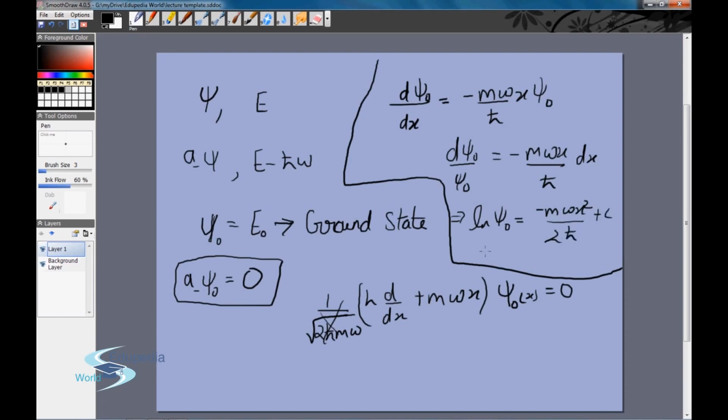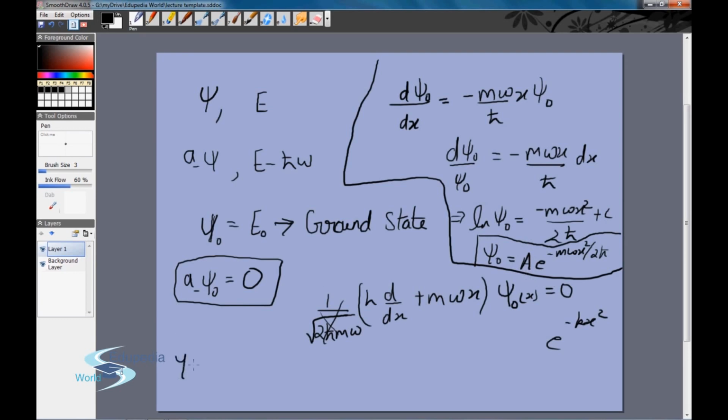And basically this gives me ψ₀ is equal to A times e to the power minus mωx²/2ħ. So it is exponential and Gaussian in that it is e to the power minus mωx²/2ħ. E to the power minus kx² is a Gaussian curve, as you know, and we can also directly find out the value of A using normalization.